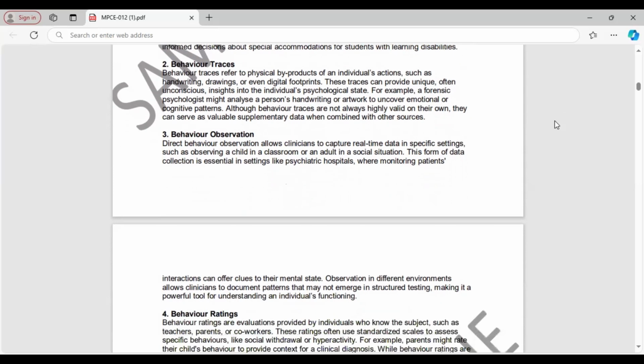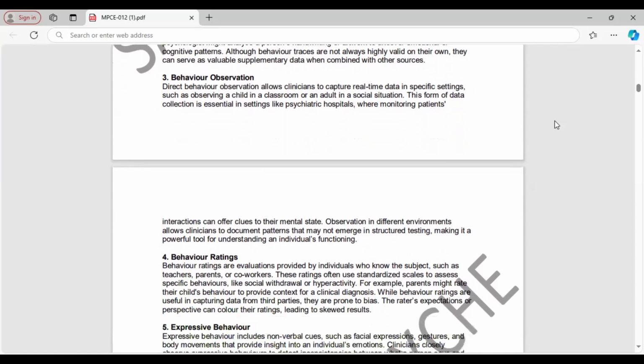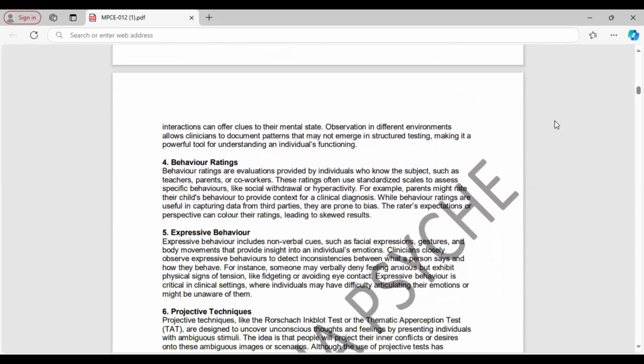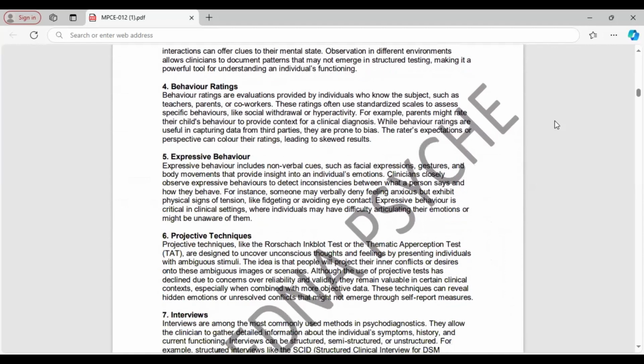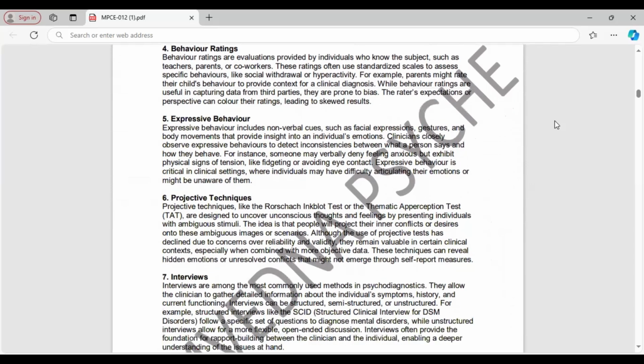Behavior observation. Direct observation of behavior in real world settings like classrooms or hospitals provides real time data on an individual's functioning. This is especially useful for capturing patterns that may not appear in structured tests. Behavior ratings. Ratings provided by those familiar with the individual, like parents or teachers, offer standardized assessments of behaviors but can be influenced by the rater's bias or perceptions.